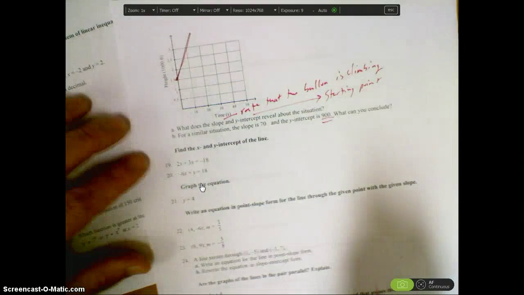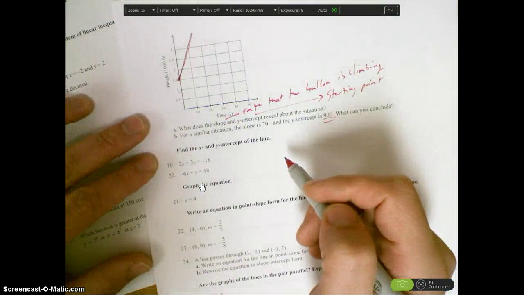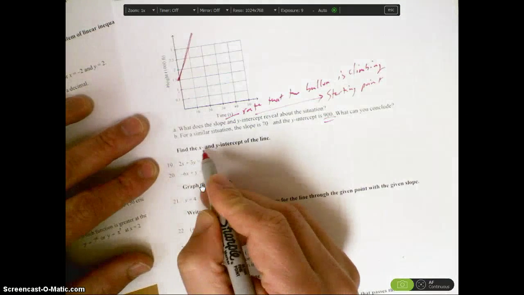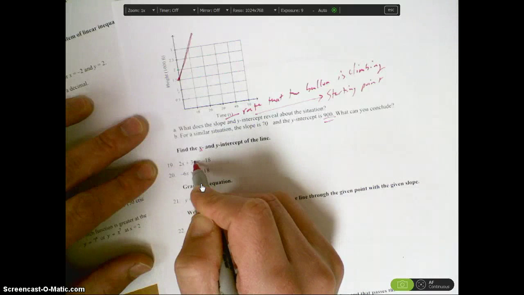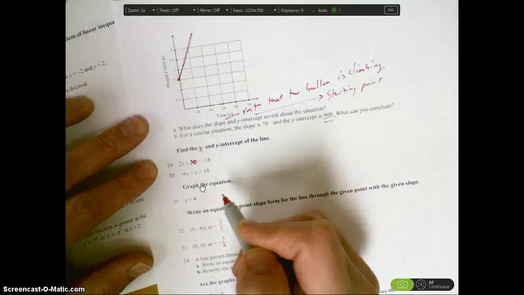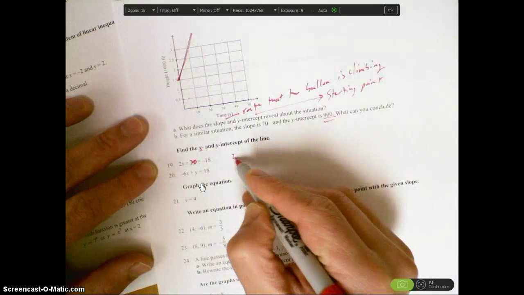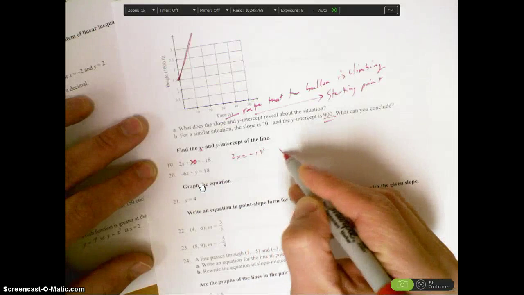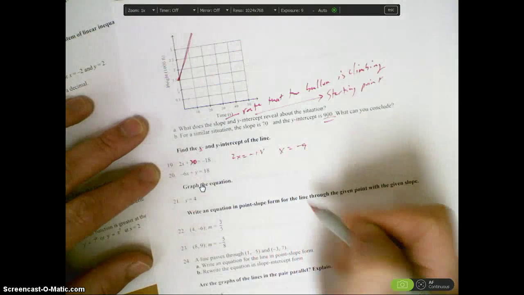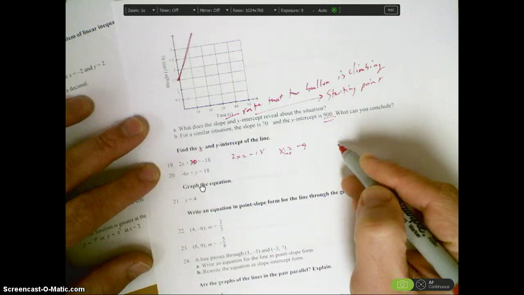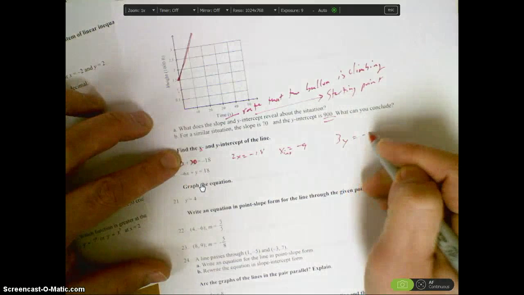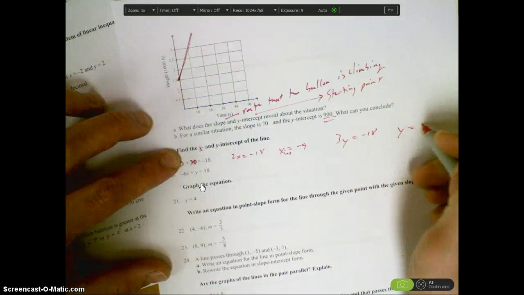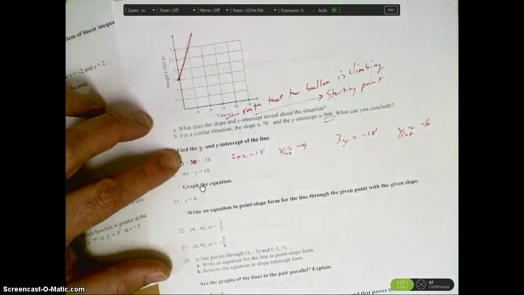19. Let's see here. Find the x and y-intercepts of the line. So for the x-intercept, plug in 0 for y. So that wipes that out. And I get 2x equals -18. So x equals -9. That's the x-intercept. The y-intercept, plug in 0 for x, and I get 3y equals -18. So y equals -6. That's the y-intercept.